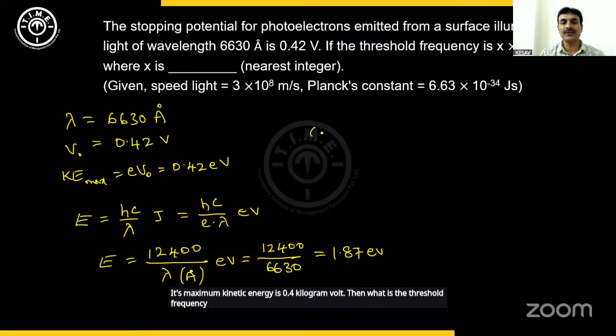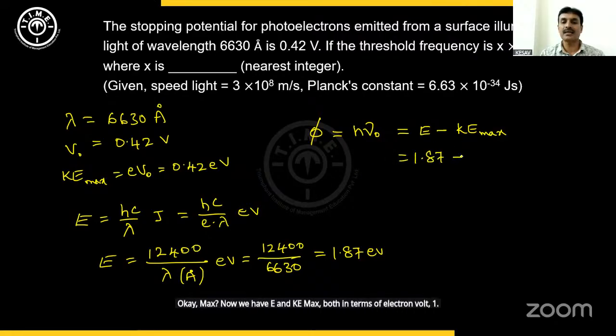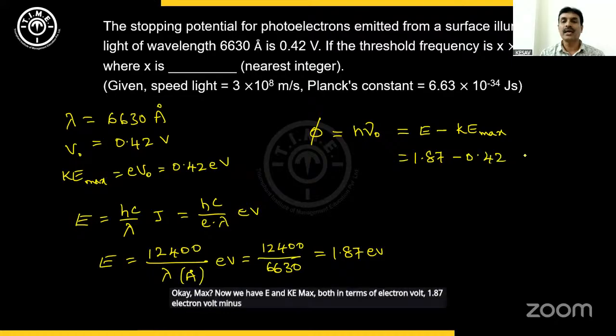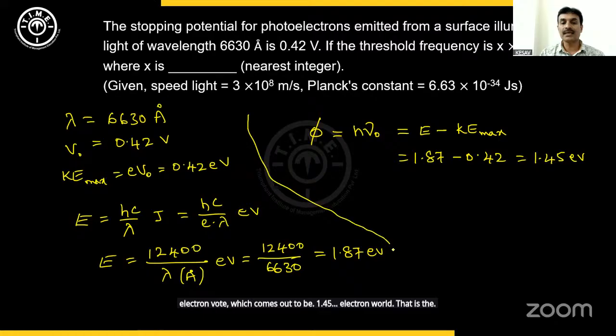To get the threshold frequency, you need to find the work function. Work function, we know, is h nu naught. Nu naught is the threshold frequency. But from the photoelectric equation, phi is E minus KE max. Now we have E and KE max both in terms of electron volt. 1.87 electron volt minus 0.42 electron volt, which comes out to be 1.45 electron volt. That is the work function.